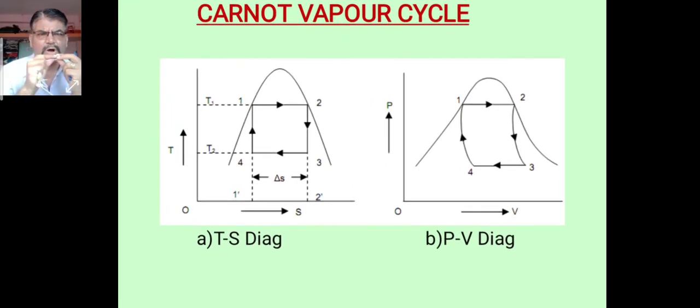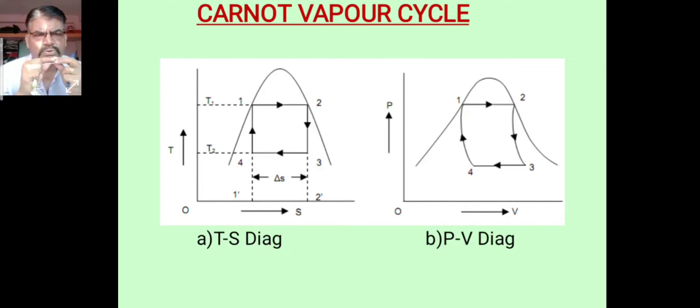Now the next, if we see the PV diagram of the Carnot vapor cycle, as we have seen the TS diagram: 1 to 2, 2 to 3, 3 to 4 and 4 to 1. As we have seen, in between 1 to 2 there was a boiler. That boiler supplies heat to the system at constant pressure. It means there is an increase in entropy but the temperature remains constant.